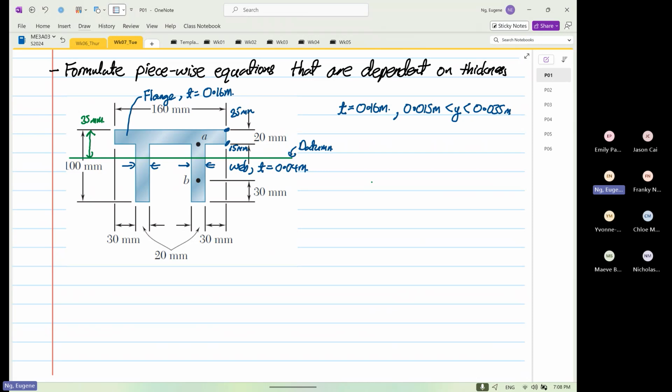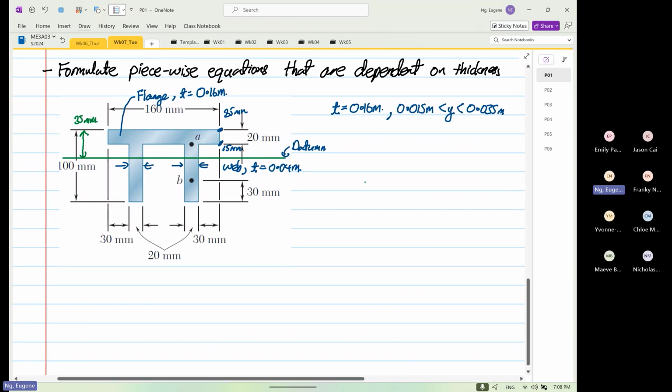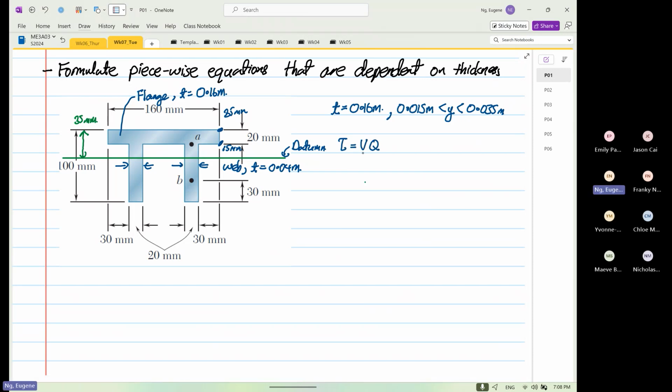We are now going to formulate the shear stress distribution equation based on these limits. This equation is only valid when y is greater than 0.015 meters and y is less than 0.035 meters. Let's look at our equation. Shear stress is equal to VQ over IT, and we are aware that V and I are constant.